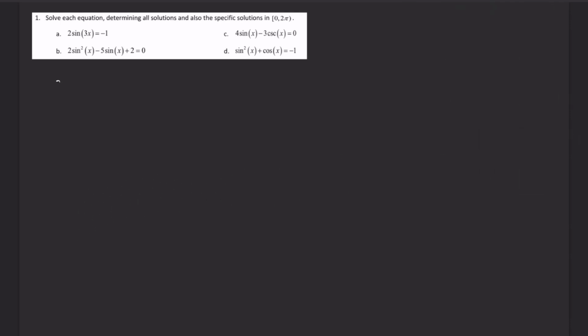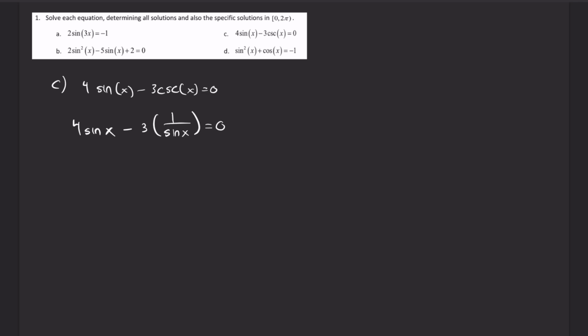Okay, so our next example, C, we have 4 sine x minus 3 cosecant x equals 0. Okay, so to start, we know that we have a cosecant and we have a sine. So let's try to get these in the same terms. So we know we can rewrite this expression as 4 sine x minus 3, and cosecant is just 1 over sine. So we can rewrite it like this.